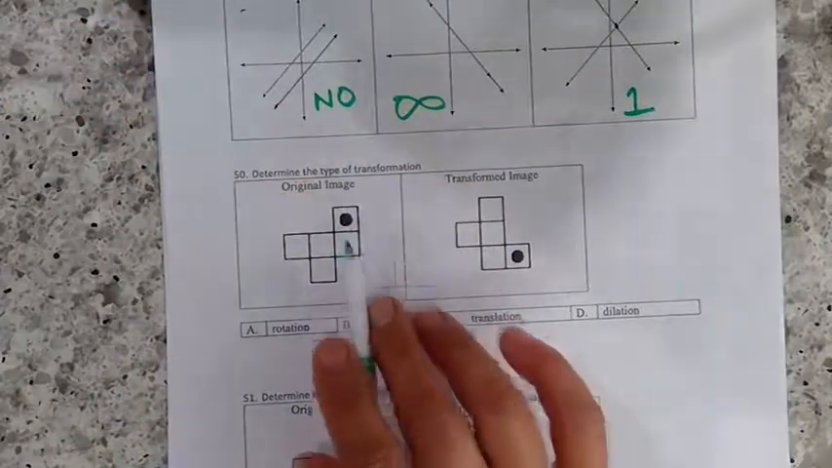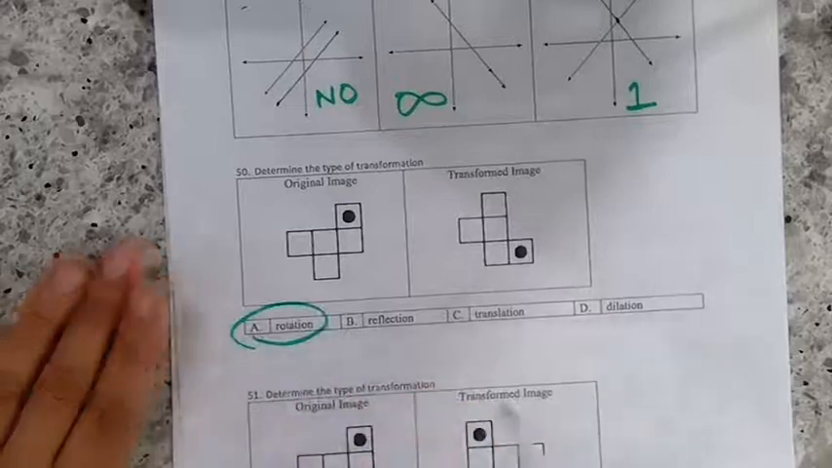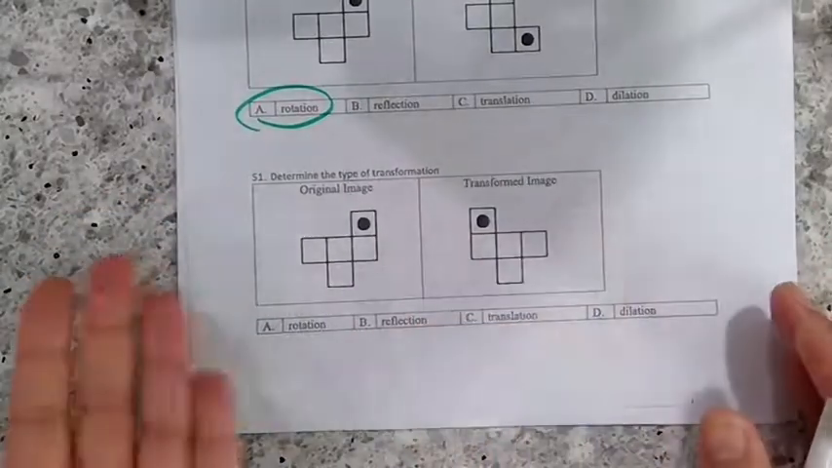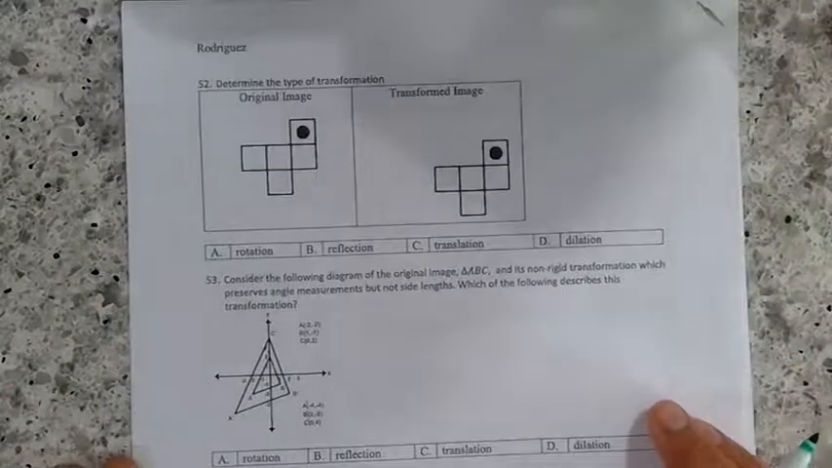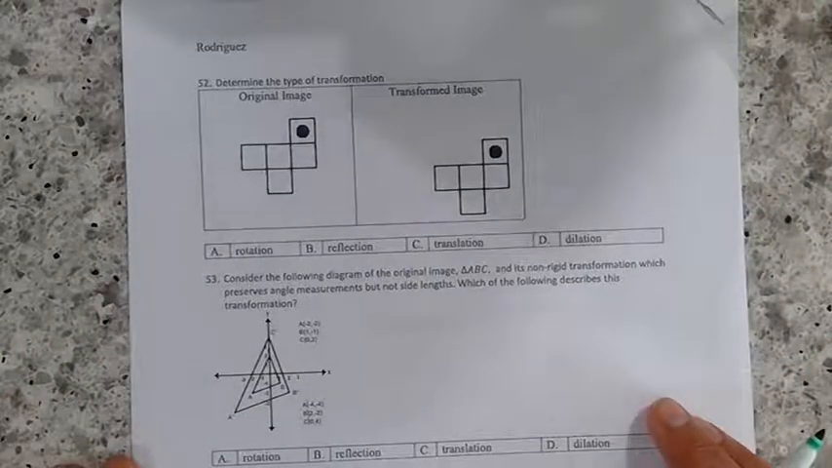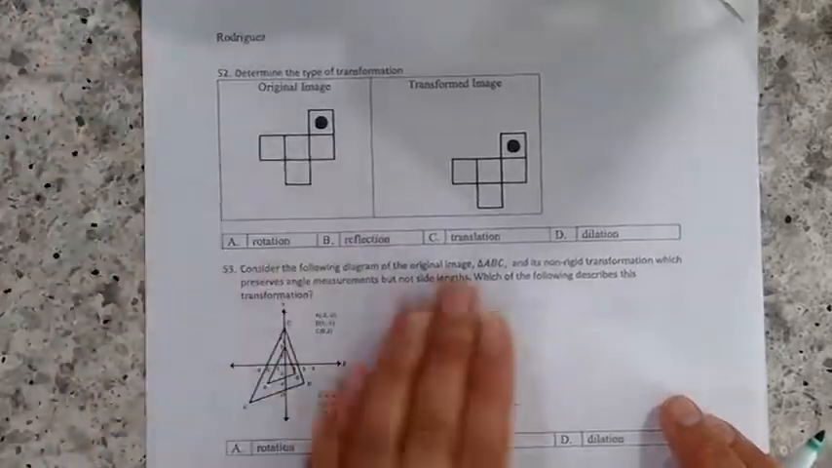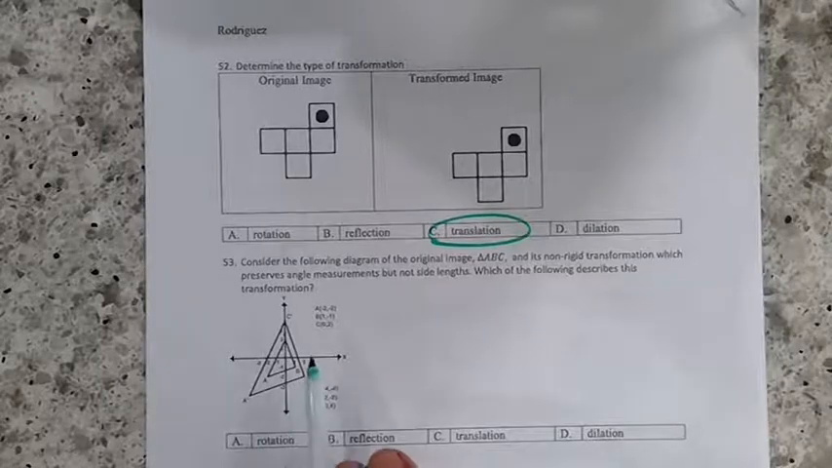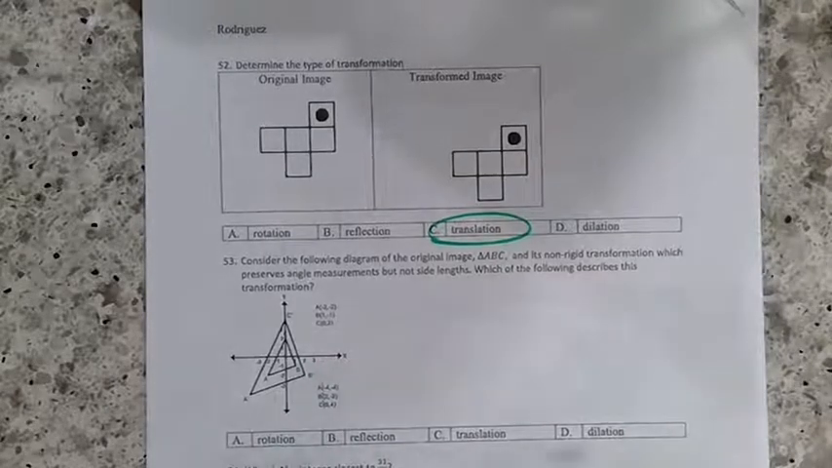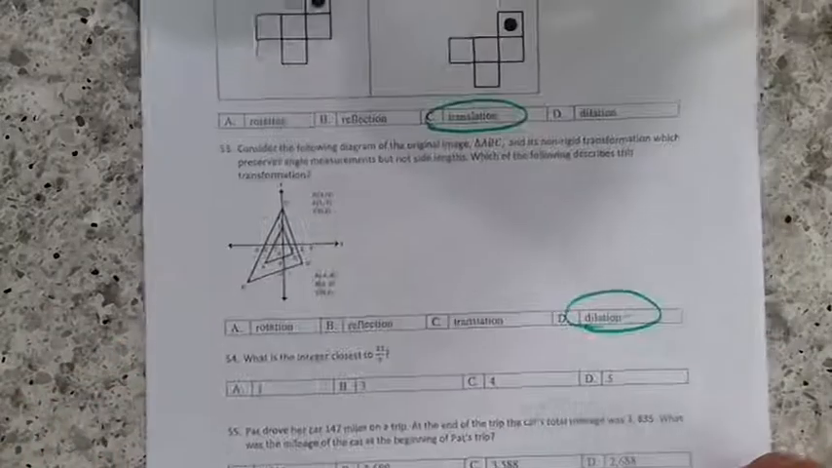All right, the transformation, how did this change? So here's this one, and it looks like it rotated. So that's a rotation. What's this one? It looked like a mirror image, so it is a reflection. Almost done. Yay. Okay, so what is this one? They just took this one and shifted it. So that is called a translation. Consider the following diagram. They took the original image, ABC, and transformed it into the new one. So that is called a dilation. When you make something bigger or smaller, it's called a dilation.